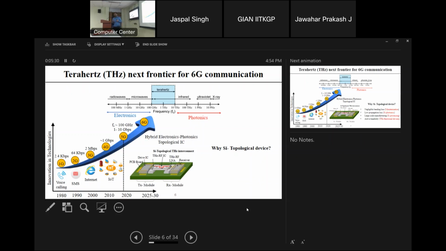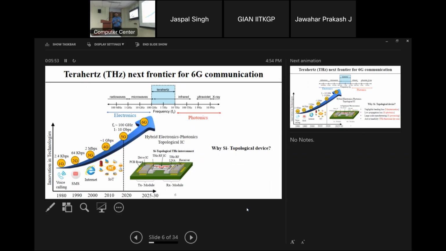Why is it happening so? Because they use copper interconnects. Electrical interconnects cannot support terahertz waves. They will produce huge ohmic loss. Which means some novel mechanism, some novel disruptive solution is required. And so that's why we came up with the concept of topological devices.